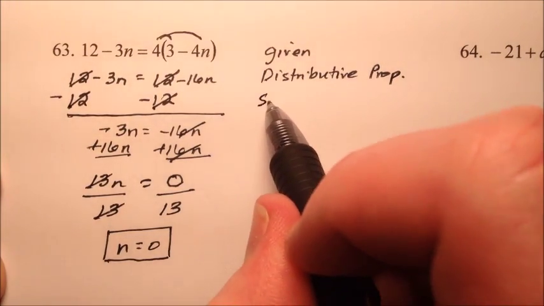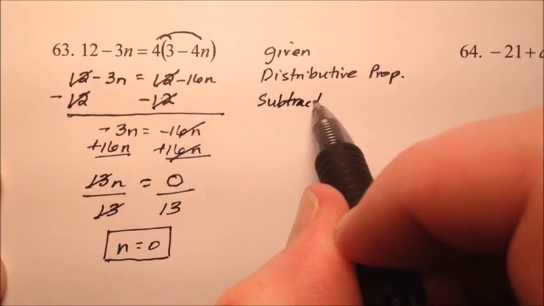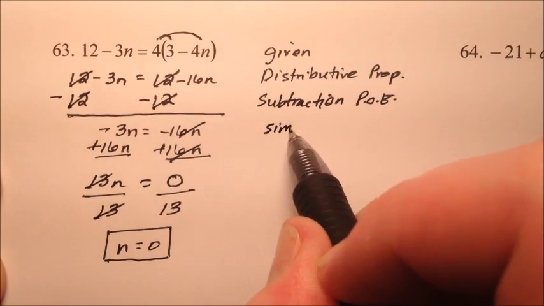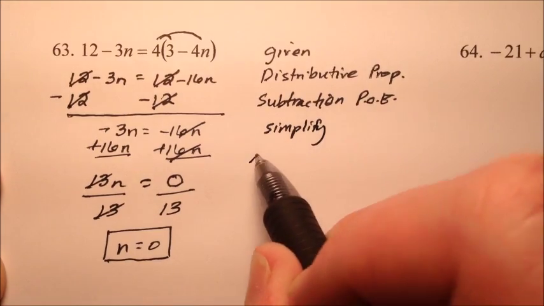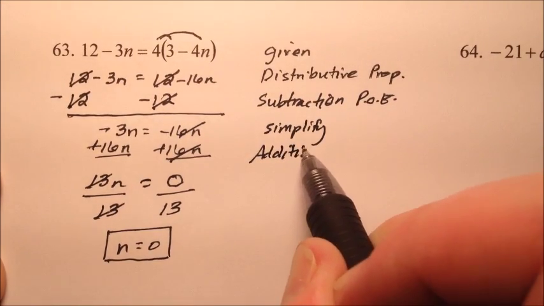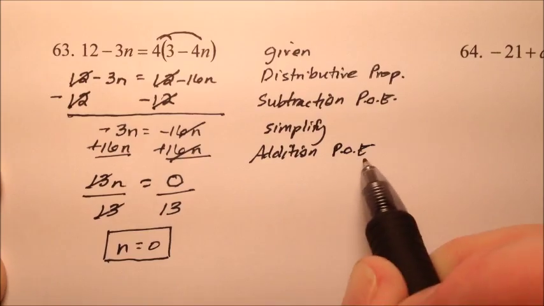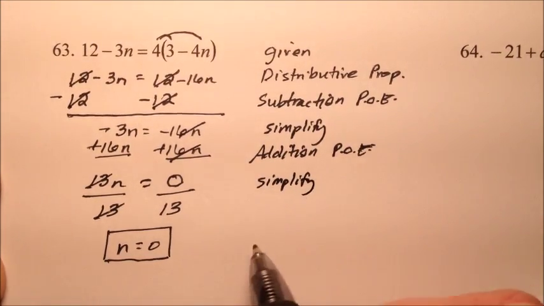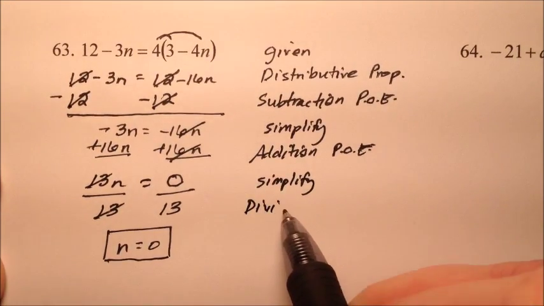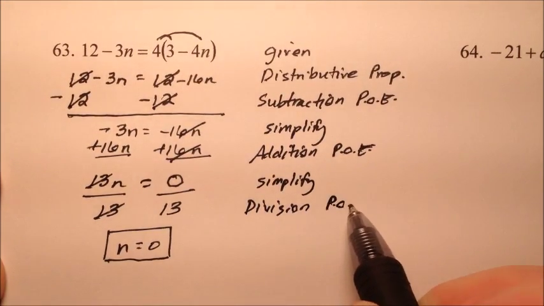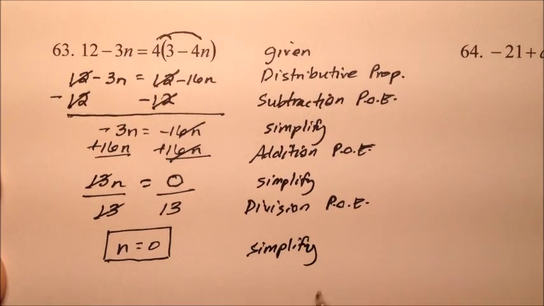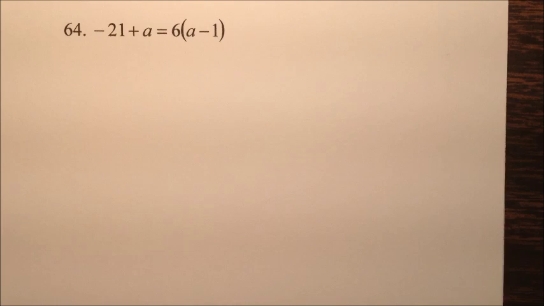Okay, then we use the subtraction property of equality. And then after a property of equality, we always simplify. Then we use the addition property of equality. And then we simplify. And then we use the division property of equality. And the last one was simplify. There we go. And the solution for number 63, n equals 0.